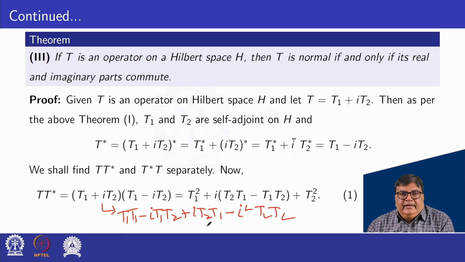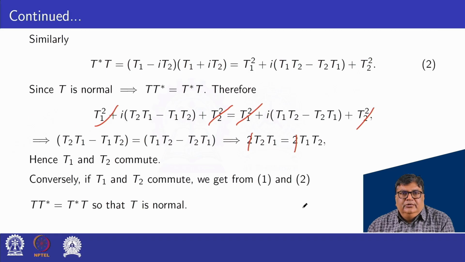Similarly, here also T1 T2 is equal to T2 T1. That is, this part cancelled out. We have TT star is equal to T1 square plus T2 square. Therefore, TT star is equal to T star T. That is, T is normal. This completes the proof of the theorem.